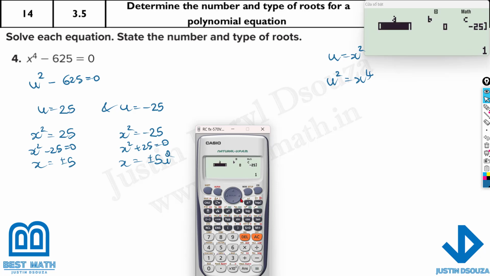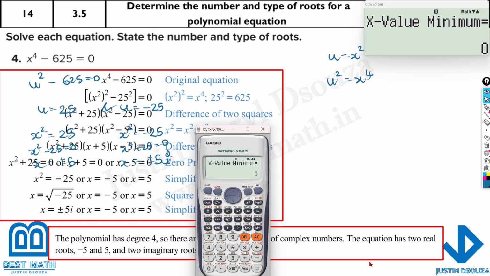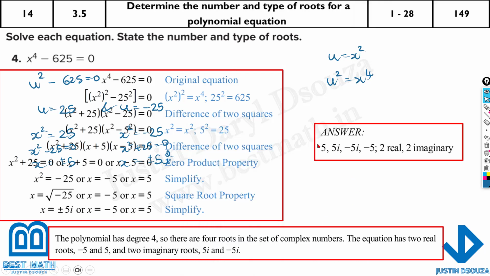And what about the other one? It's just 25 here, positive 25. So it's 5i and minus 5i. So the number of roots is 4. And you can see here, they are 5, minus 5, 5i, minus 5i. That's 2 real and 2 imaginary.